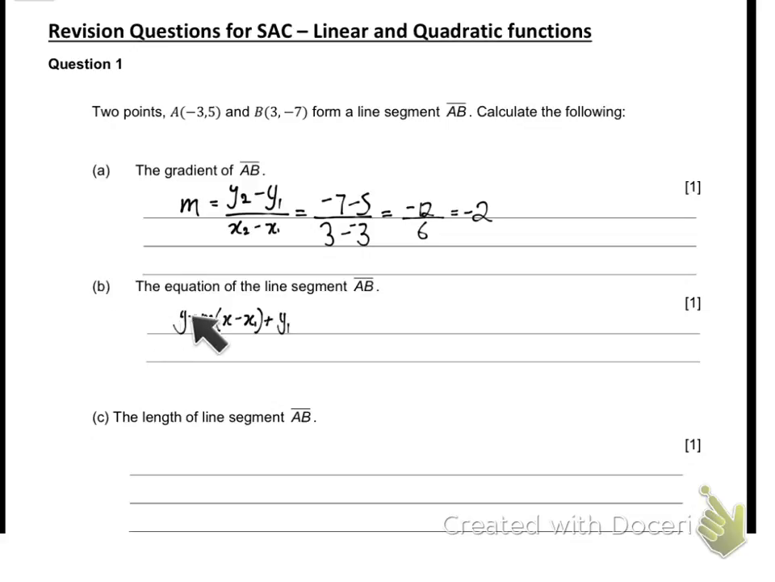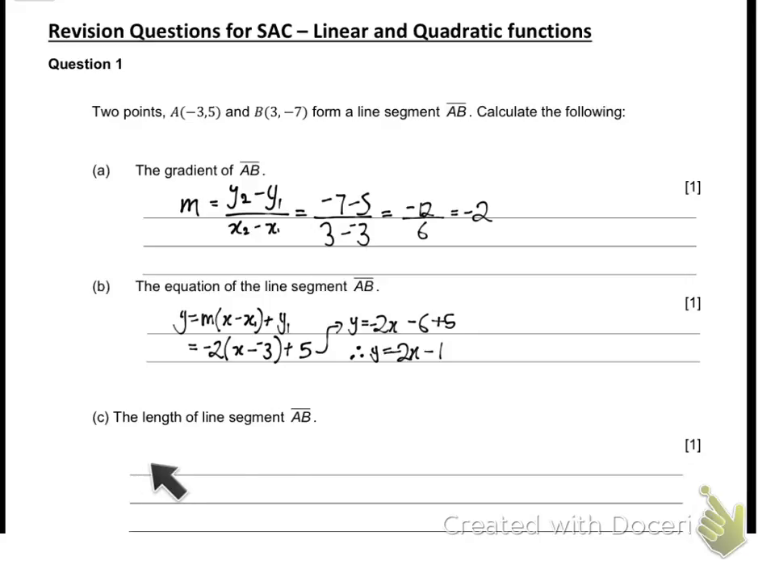Now, part B, the equation of the line segment. So we use this, y equals m, x minus x1, plus y1. Okay, so we use our gradient, what we've worked out previously, and one of the coordinates. So we're going to be using this one, minus 3 and 5. So let's substitute there for x1 and y1. And we expand and we add up the units. There it is, y equals 2x minus 1.